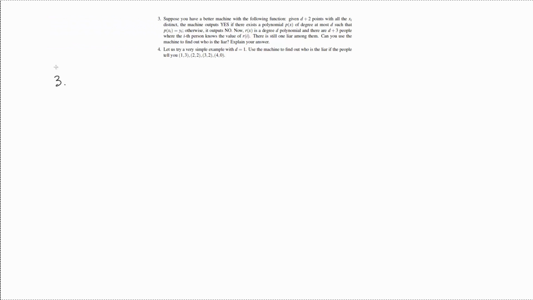Using what we have learned from the previous 2 parts, we consider all possible combinations of d plus 2 points. Now, if our d plus 2 points contains the incorrect point, then there does not exist a polynomial of degree at most d through those d plus 2 points, and therefore our machine will output no.